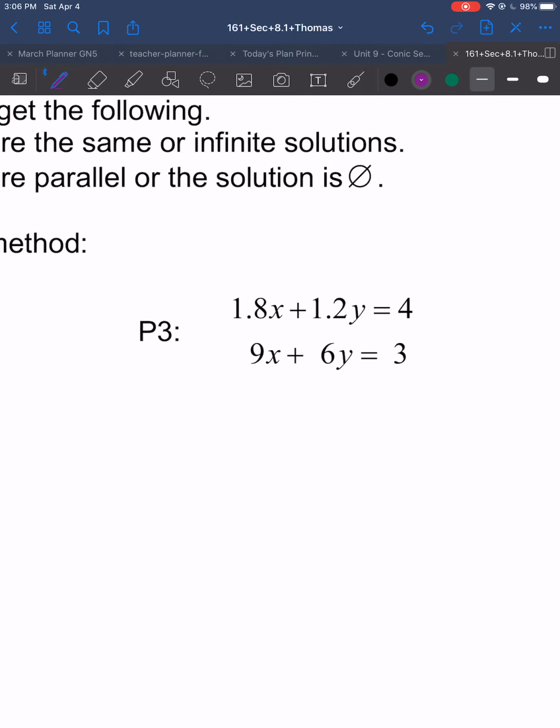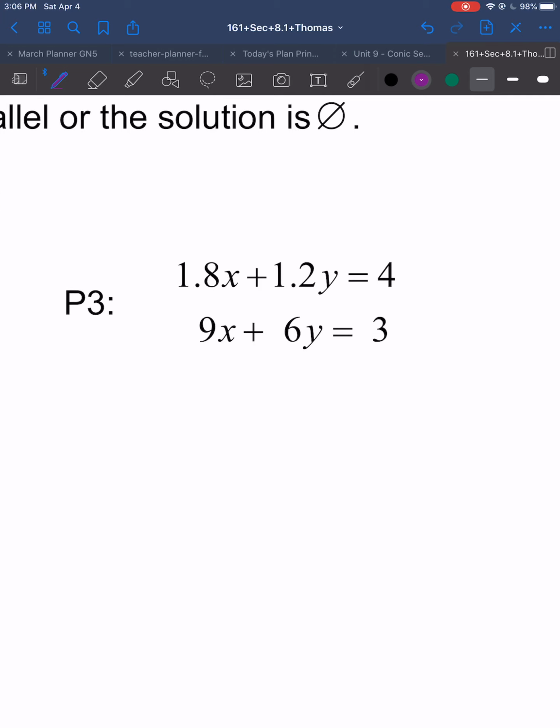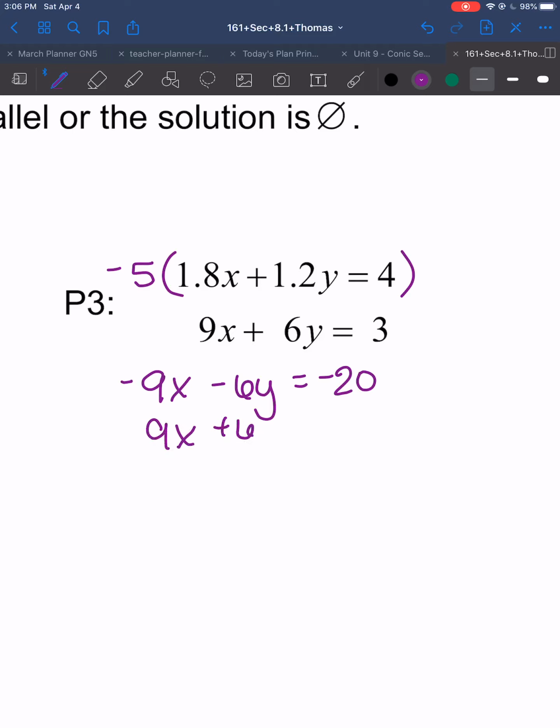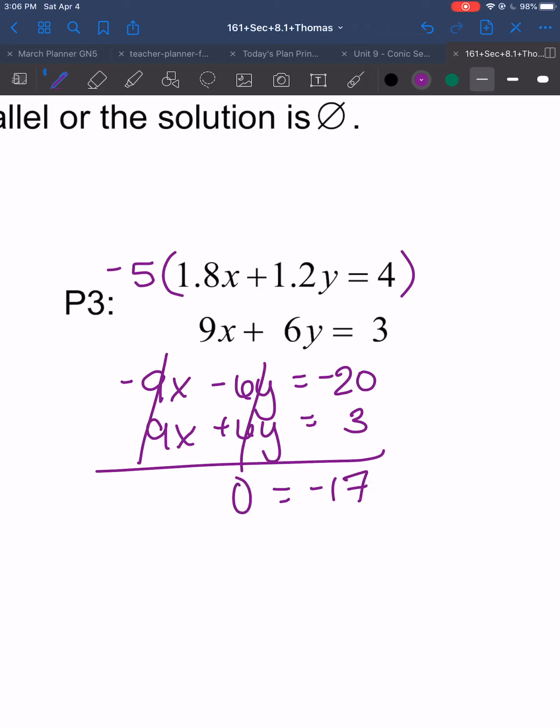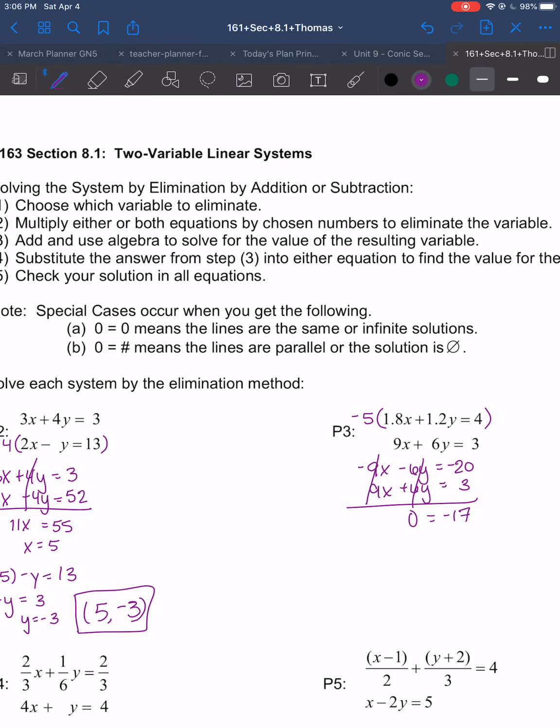This one, I need to figure out, I'm going to multiply the fractions, the decimals by something to get them to eliminate. And we're going to do 9. So I'm going to multiply this by negative 5. So I get negative 9x minus 6y equals negative 20. And then 9x plus 6y equals 3. So I'm going to add them together. Those go away and those go away. So I have 0 equals negative 17. And if we look back up here, it says when 0 equals a number, there's no solution.